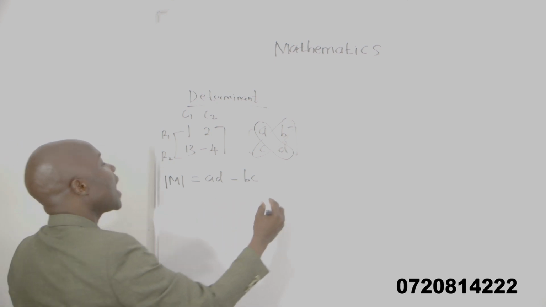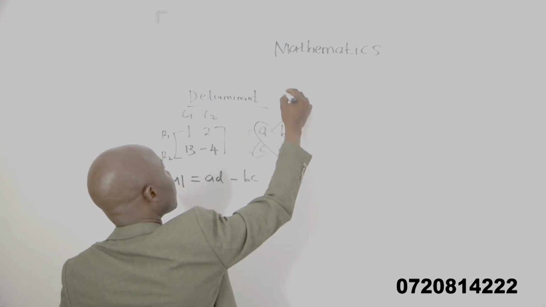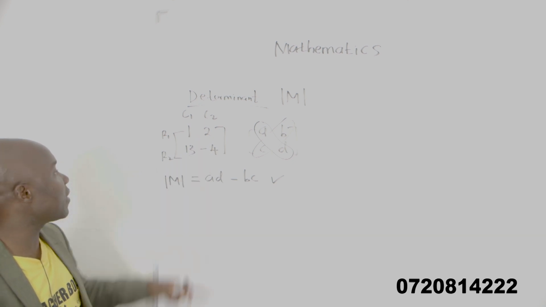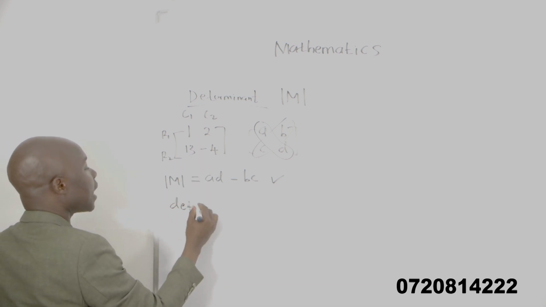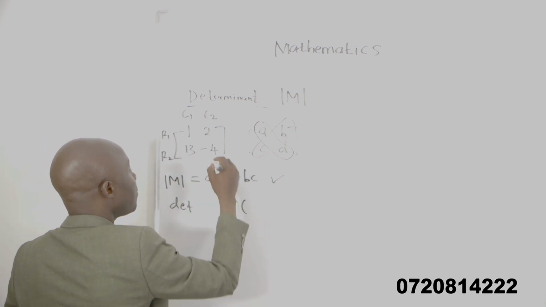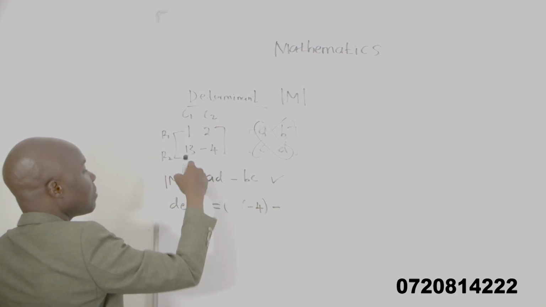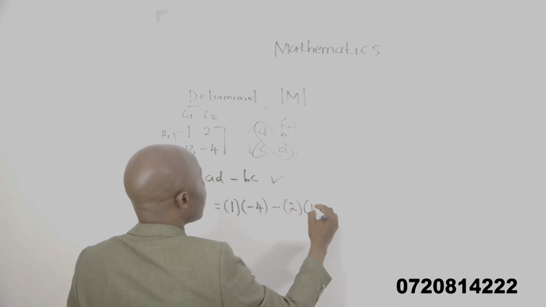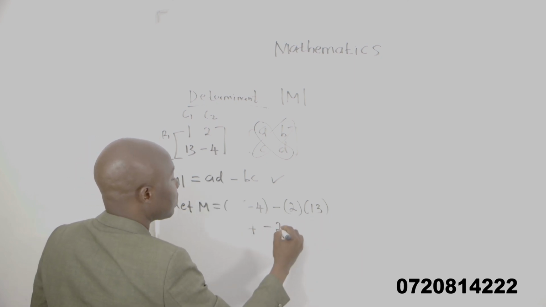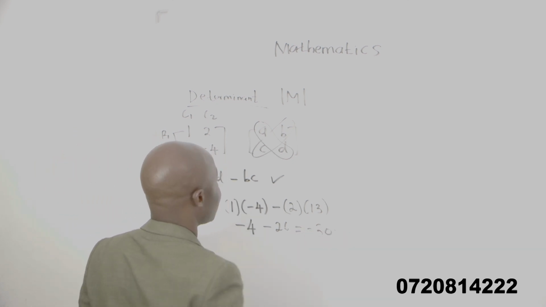So the moment you know this as a concept, anytime you want to find the determinant, and remember, determinant can sometimes be written with two absolute value bars. So what am I supposed to do here to find the determinant? You can say the determinant of that particular matrix will be 1, I'll use brackets to mean multiplication, 1 times minus 4 minus 2 times 13. So here we get negative 4 minus 26. But remember, negative becomes a plus, so we are going to get negative 30.